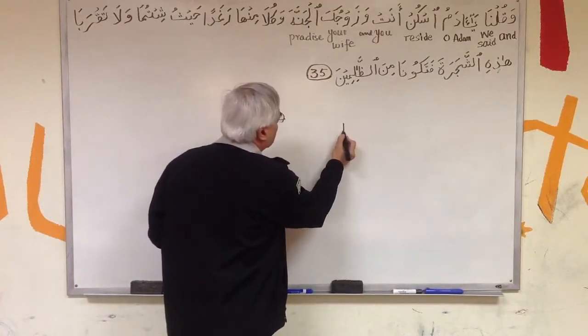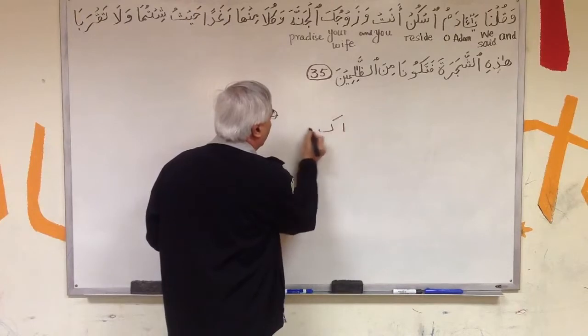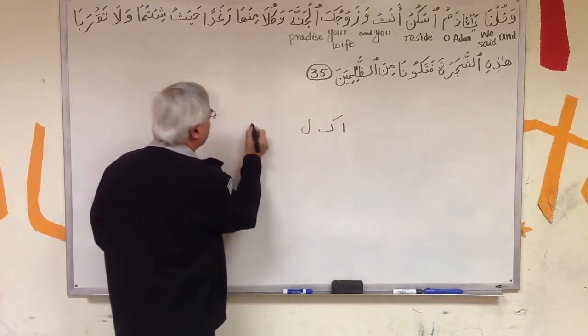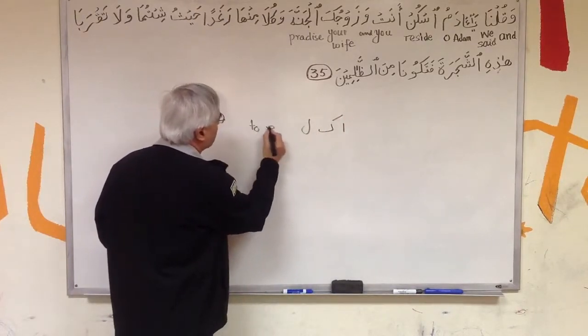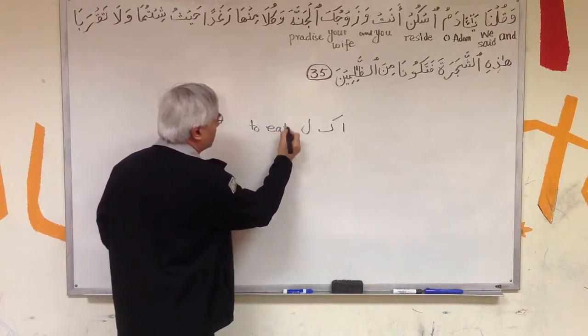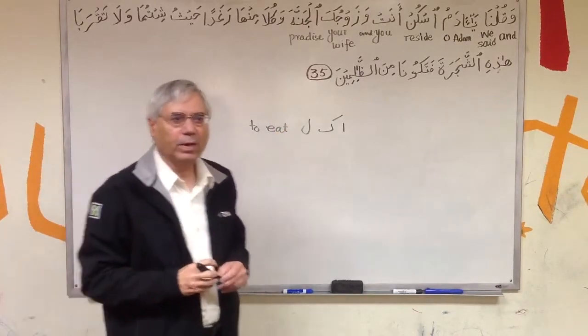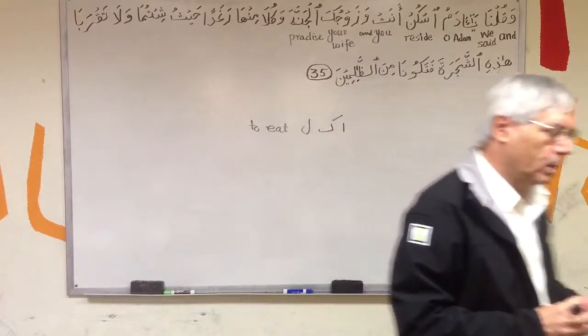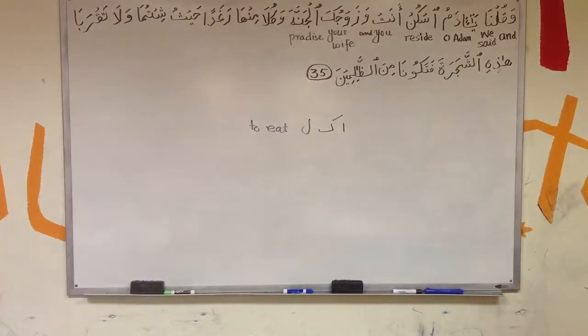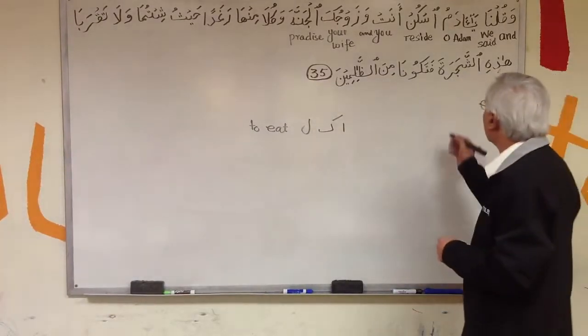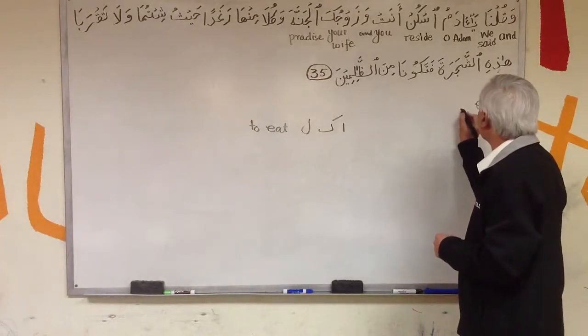The next word is alif, kaf, and lam. This means to eat. Alif, kaf, and lam means to eat. To eat. Okay. Now let's look back into our grammar of fa'ala.